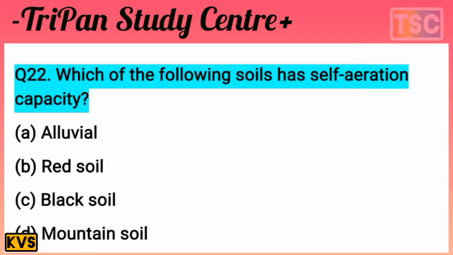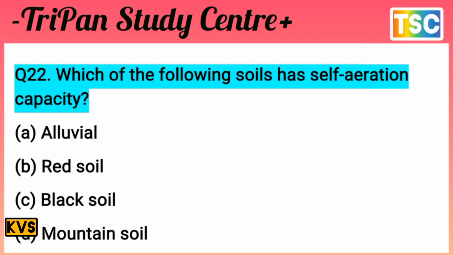And the next question on your screen. Which of the following soils has a self-aeration capacity? That's an important question. A option is alluvial, B is red soil, C is black soil, and D is mountain soil. First of all, take a few seconds and test your knowledge.